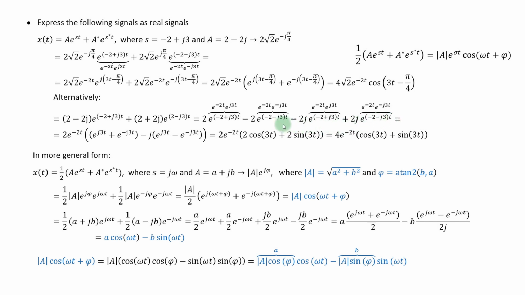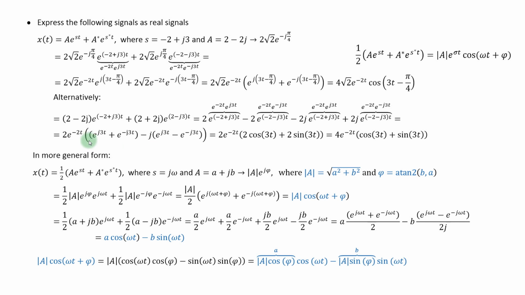In this long expression, you can break this exponential into two exponentials, this exponential into two exponentials, and so on and so forth. Then you can collect e to the minus 2, which occurs in each of these expressions. You can also collect this number 2, which is in each of these expressions, and in this expression and in this expression you can collect j. When you do that, you will get this expression.